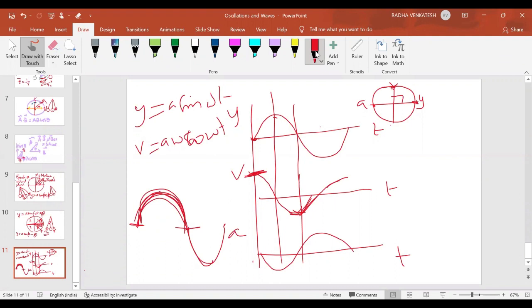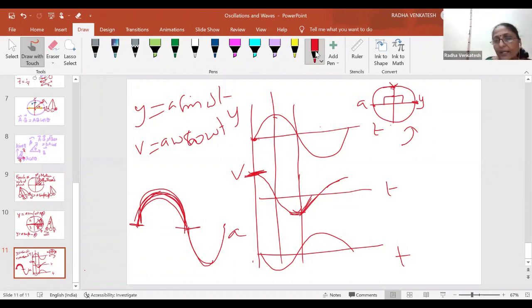So A is ahead of V by 90 degrees. Are we clear with this? Because we go only this way. So V is ahead of Y by 90, A is ahead of V by 90. That means A is ahead of Y by 180 degrees.